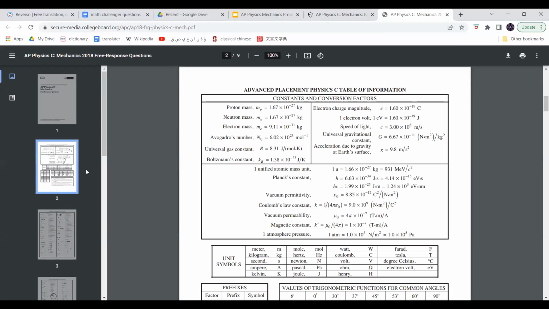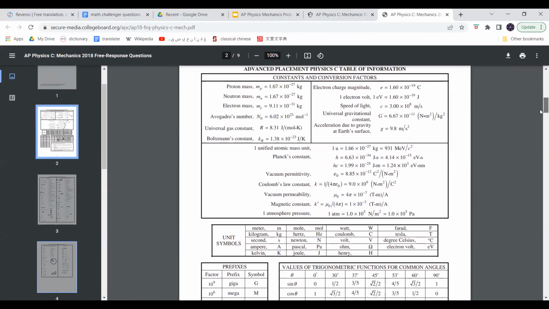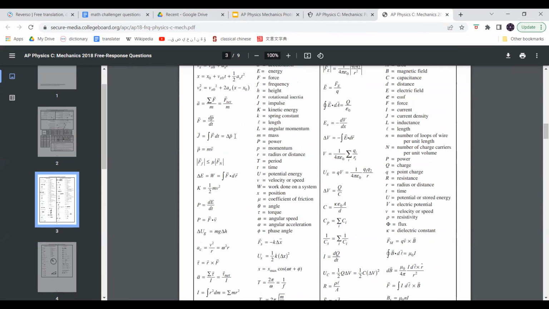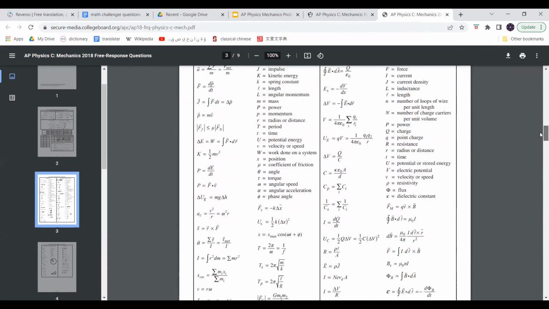So you open this up, you'll get your formula sheet. This is for all of Physics C, not just mechanics. You have electromagnetic stuff as well, such as electron volt, electron charge, and stuff like that. But we're not going to get into that now. You also have obviously mechanics stuff. This entire left side is your mechanics formulas, and this entire right-hand side is the E&M formulas.